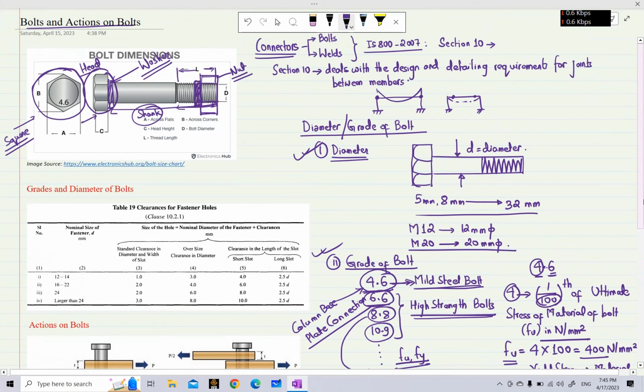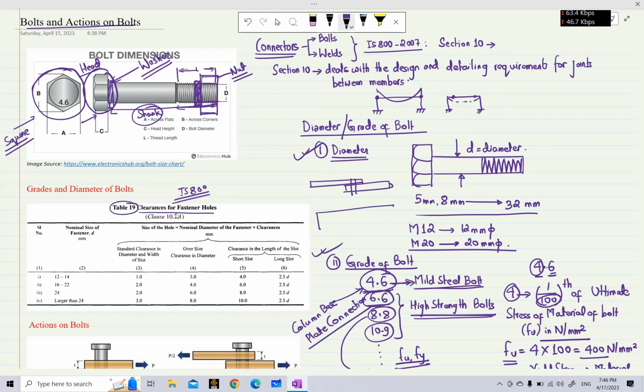Here I have posted a screenshot of clearance for fastener holes, the table 19, which I derived from the same IS 800 code. This table gives us the size of the hole pertaining to the diameter of the fastener. For example, we know that to clamp any two plates with the help of bolts, we first have to make a hole in them. If you look at the plan view, we have to make a hole here, and in this hole then only we can insert the bolt to clamp these two plates together. So what is the diameter of the hole that is generally taken?